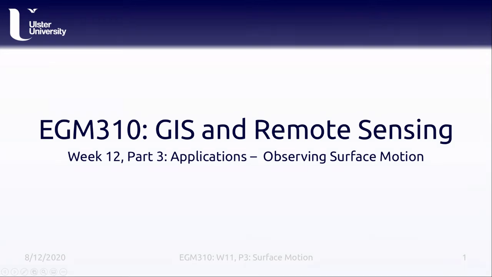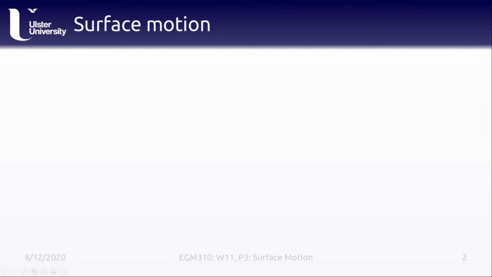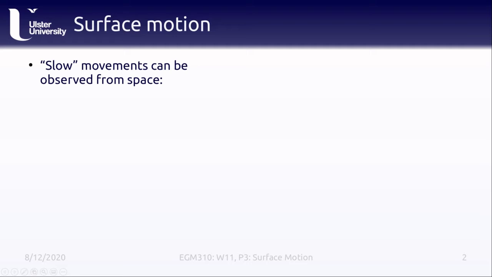Welcome to Week 12, Part 3 of EGM310, Observing Surface Motion. In this lesson, we will learn about how we can use satellite images to observe and measure the motion of different features on the Earth's surface. We are able to see relatively slow, large movements of surfaces from space.